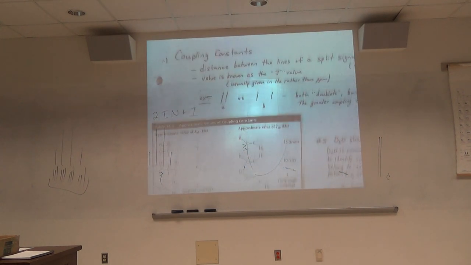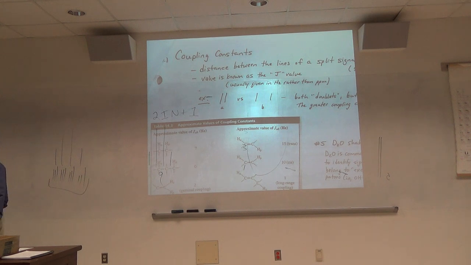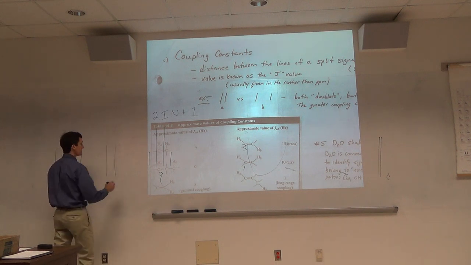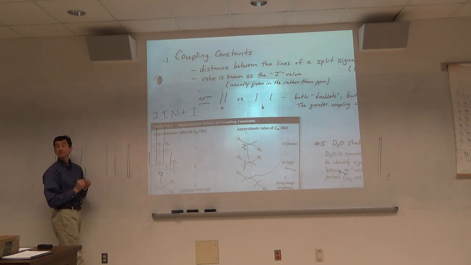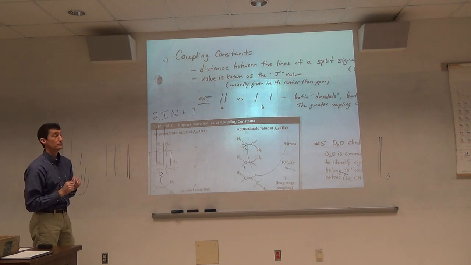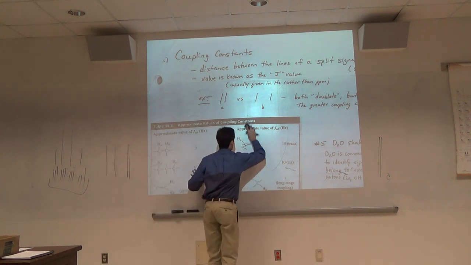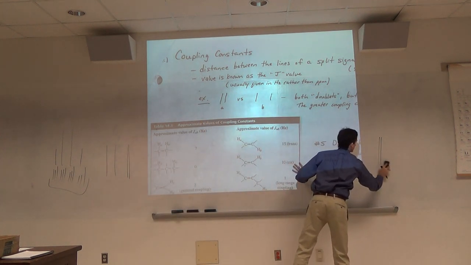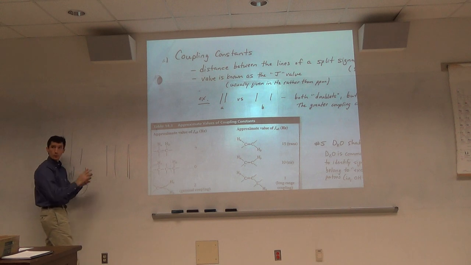Coupling constants. Complex splitting must be on the next page after this. Coupling constants: not all doublets are the same. You may have a doublet that looks like that, and you may have a doublet that looks like this. The distance between your lines can tell you information. And that's called the coupling constant, or the J value. That's what I say right here. We would say this has a larger coupling constant or a larger J value, basically a wider doublet.